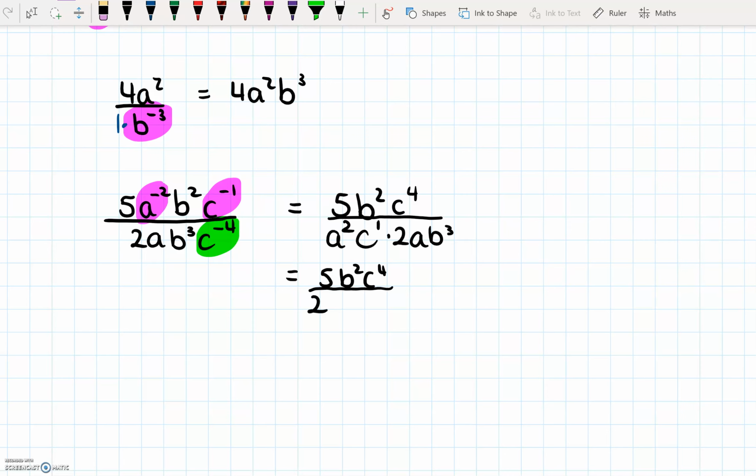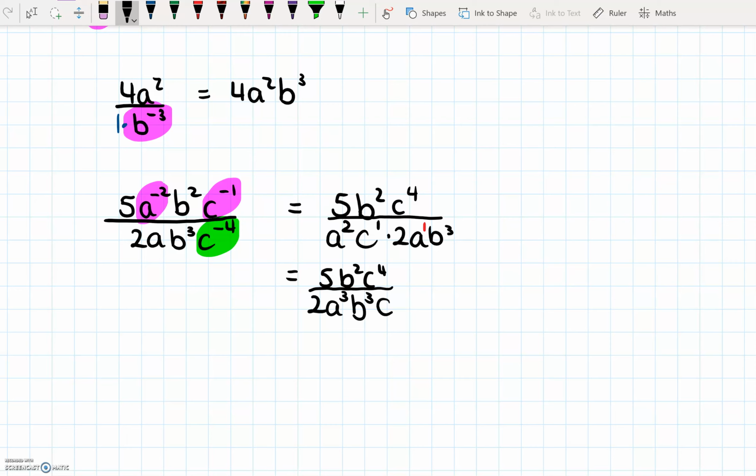Now we have a squared times a. So remember there's a secret little 1 here that we don't write. So this is going to become a squared times a is a cubed, because we have to add those powers together. Now we look at the b's, so we just have b cubed, that's fine. And then we have c to the power of 1, or just c.